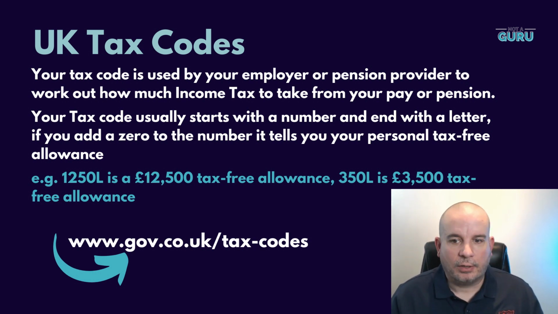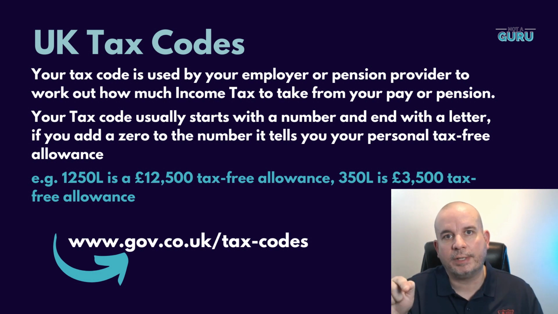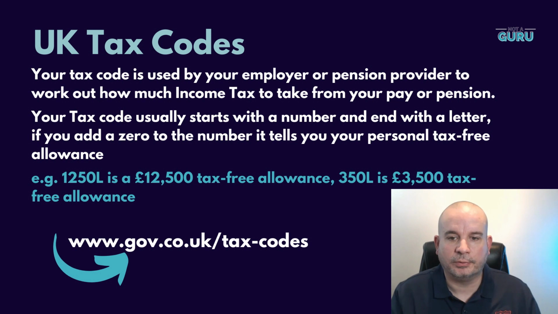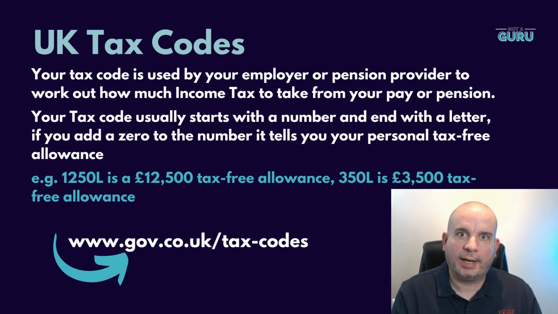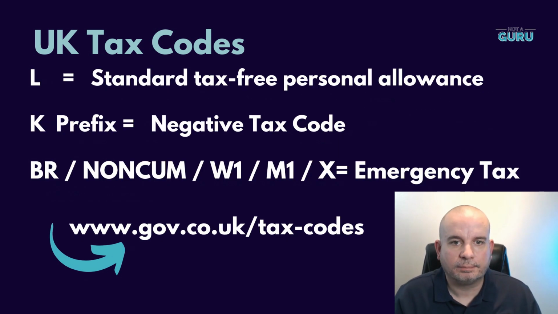We'll talk about K codes in a minute, which are negative codes, and the K is at the beginning of the code. If you see a K at the beginning of your tax code, it means it's a negative. So that number, you still put the 0 on the end, but that's a negative amount. So it's minus £3,500 tax-free allowance if it's K350, for example, which means that you've got no personal allowance and you're already into the next band, and the next band comes on even quicker. You end up paying a lot of tax.